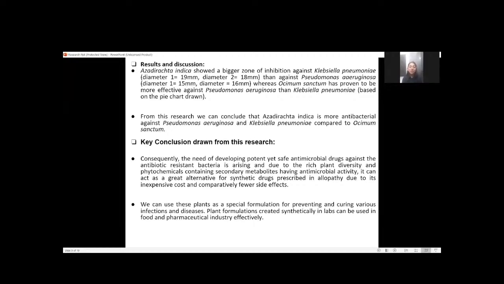What are the key conclusions drawn from this research? Consequently, the need for developing potent yet safe antimicrobial drugs against antibiotic-resistant bacteria is arising. Due to the rich plant diversity and phytochemicals containing secondary metabolites with antimicrobial activity, plants can act as a great alternative to synthetic drugs prescribed in allopathy, owing to their inexpensive cost and comparatively fewer side effects. We can use these plants as a special formulation for preventing and curing various infections and diseases. Plant formulations created synthetically in labs can be used in the food and pharmaceutical industry effectively.